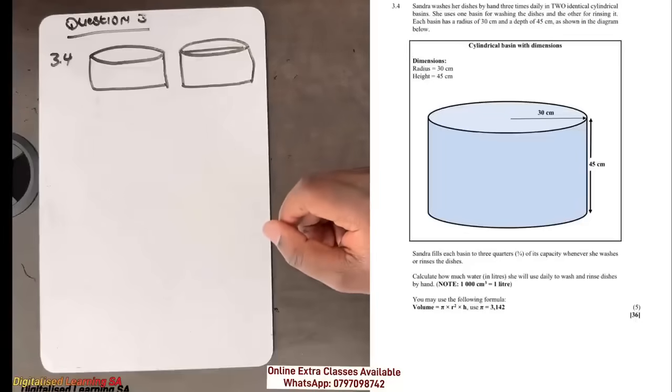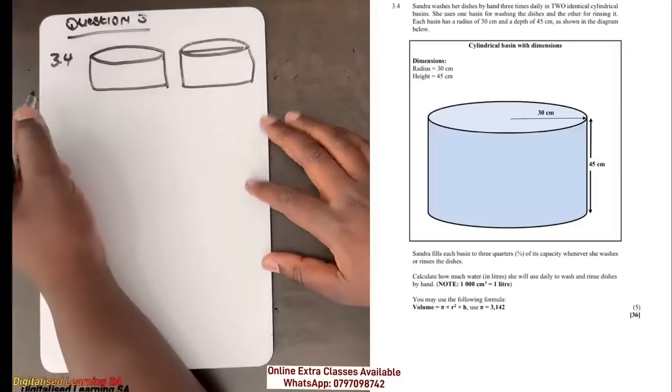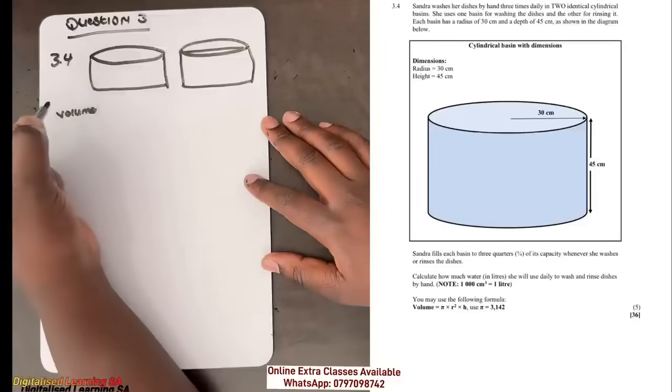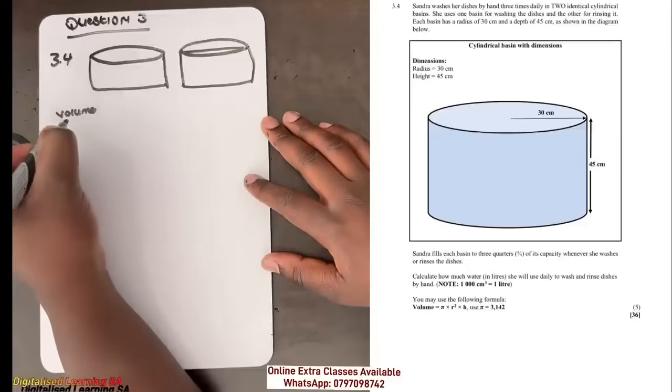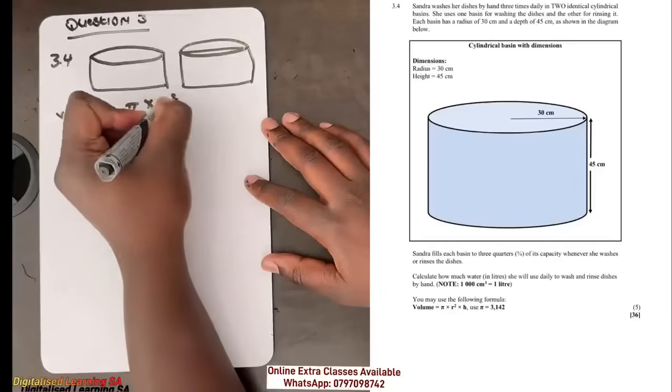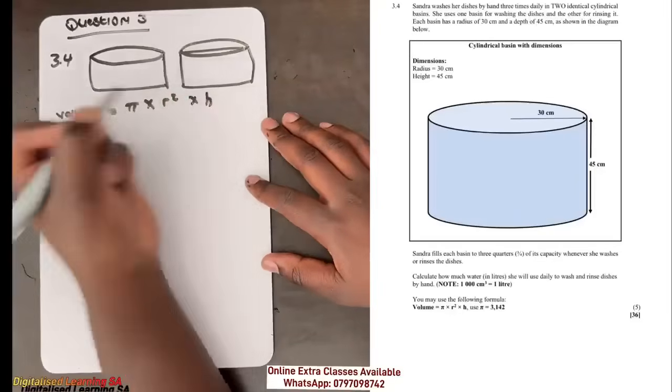Okay, and then we are told to calculate how much water in liters she will use daily to wash and rinse dishes by hand, and then note that 1000 cm³ is equal to 1 liter, and then we are told to use the following formula. Okay, so we are told to use the volume formula. So we will come and say our volume is equal to pi multiplied by our radius squared multiplied by our height.